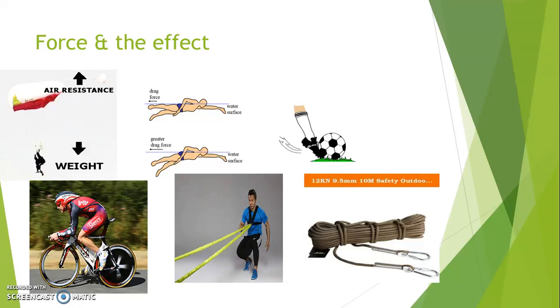Balanced forces are two or more forces that are equal in size and opposite in direction, so the forces cancel out each other and the net force is zero. An unbalanced force occurs when a force acting in one direction is bigger than the force acting in the other direction. There are two types of force, which are vertical force and horizontal force.